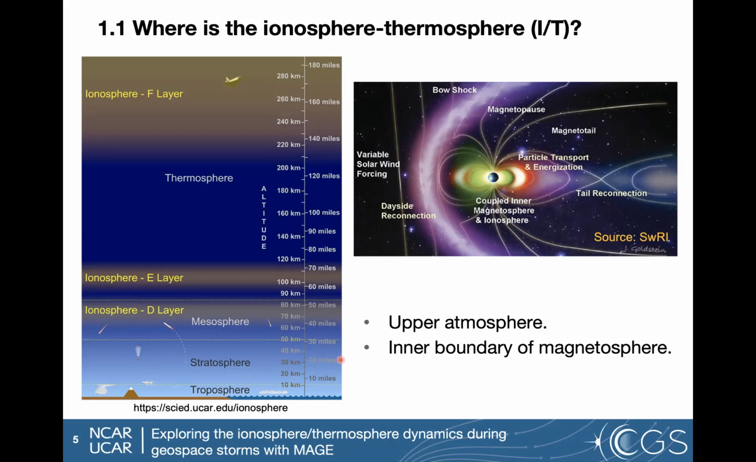If we take a faraway look at the IT, like the plot on the right, the terrestrial environment is defined by the geomagnetic field, which, as we know, is the so-called magnetosphere, formed under the impact of the solar wind plasma. And from a view at this very far distance, the ionosphere thermosphere is really just a very thin layer. It can be regarded as the inner boundary of the magnetosphere, right near the foot points of the magnetic field lines.